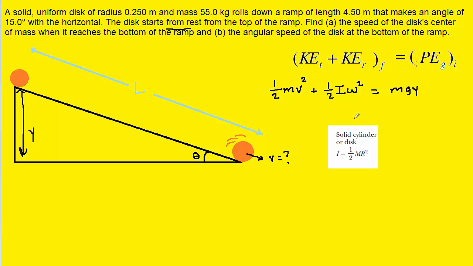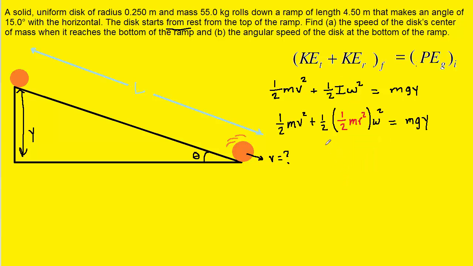Now, there is a table in the textbook that gives us the value of I, which again is the moment of inertia, for various objects. And for a solid uniform cylinder or disk, which is exactly what we have in this problem, the moment of inertia is equal to 1/2 times the mass times the radius of the disk squared. So we're going to substitute 1/2 mr squared into the moment of inertia of this equation.